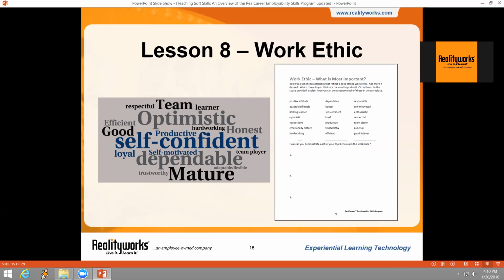Now, this is confidential and meant for their own personal use. They are to identify characteristics that they believe other people would use to describe their work ethic, and then set 2 measurable goals for improving their work ethic.